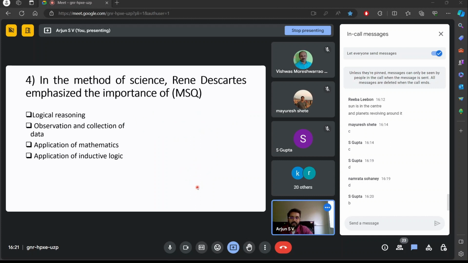Question number 4 is a multiple select question. In the method of science, Rene Descartes emphasized the importance of logical reasoning and application of mathematics. The other two options don't fall into Rene Descartes' emphasis.